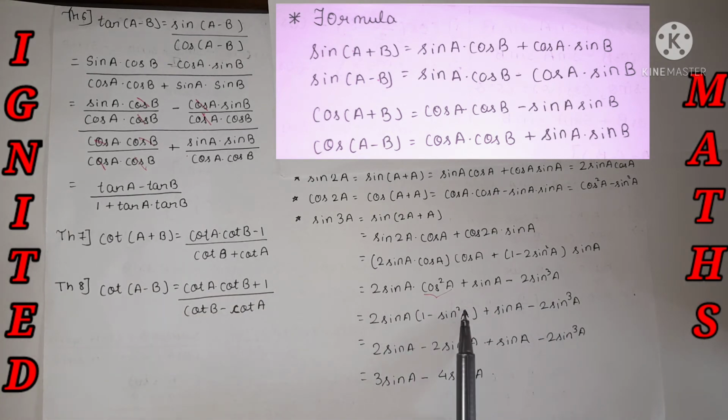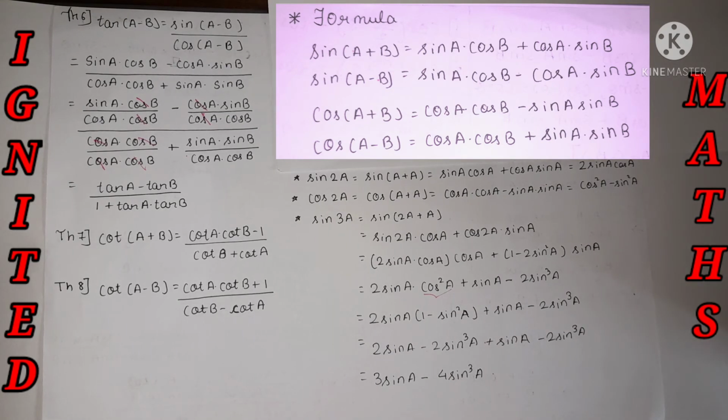Now just multiply this term with this term, and after doing the multiplication we get 2 plus 1, which is nothing but 3 sin A, and then minus 2 minus 2 minus... that is minus 4 sin cubed A. So this is the formula for sin 3A. I have just shown it with the help of the trigonometric functions of compound angles. We can prove lots of formulas.